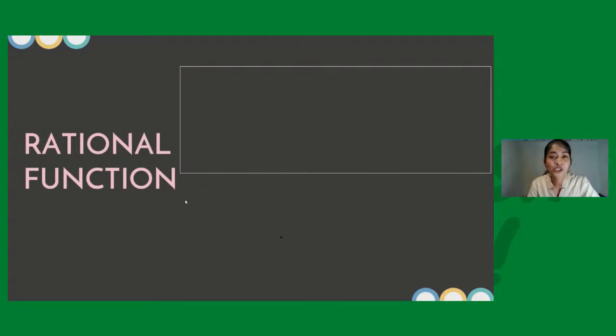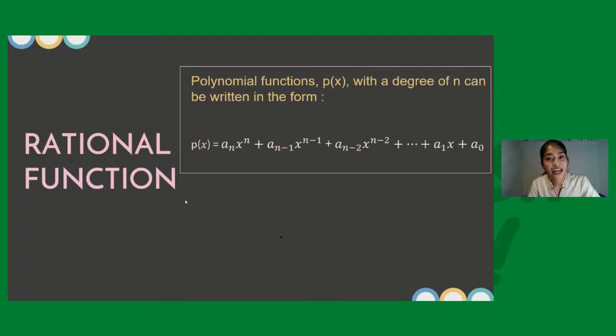So a rational function daw can be illustrated using polynomials, and it can be quadratic, cubic, quartic, and so on. We've already tackled this during our junior high school. And a polynomial function with a degree of n can be written in the form of p of x is equal to a sub n x raised to n plus a sub n minus 1 x raised to n minus 1 plus a sub n minus 2 x raised to n minus 2 plus so on, and a sub 1 x plus a sub 0.